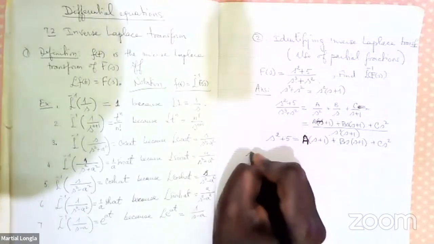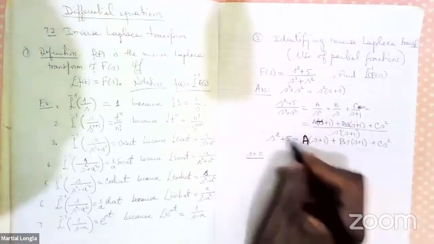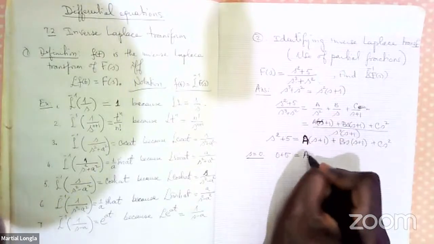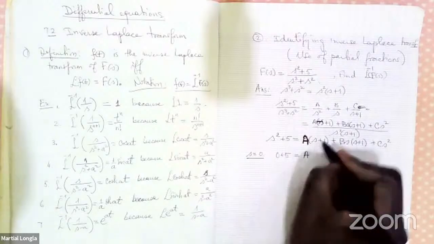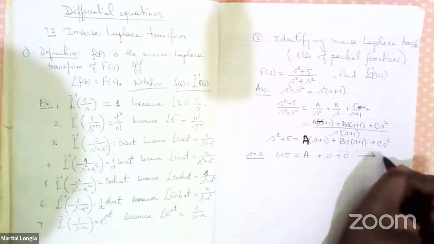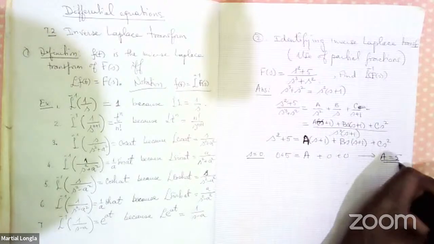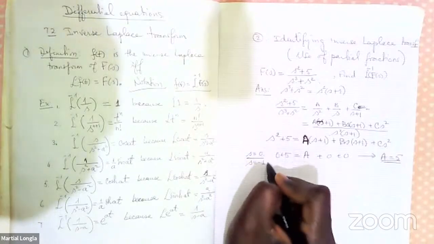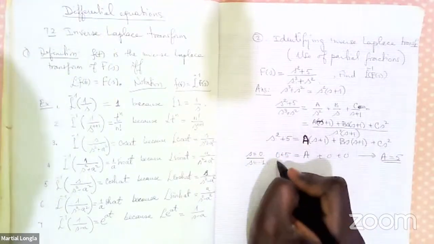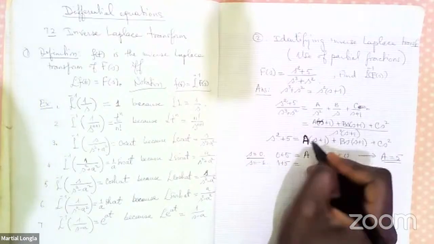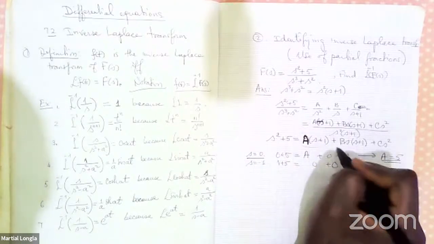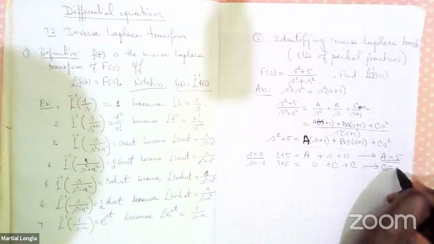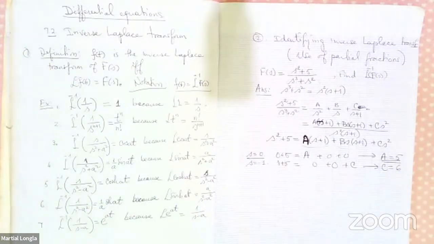So we select the numbers. s equal 0, put it in. You get 0 plus 5 equals A plus 0 plus 0. So right away you get A equals 5. Then you plug in s equals -1. -1 squared is 1, plus 5 equals 0 plus 0 plus C. Oh, right away, free of charge, C equals 6. Isn't that beautiful?